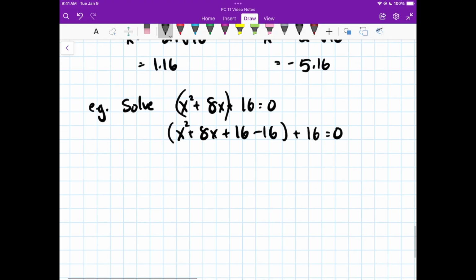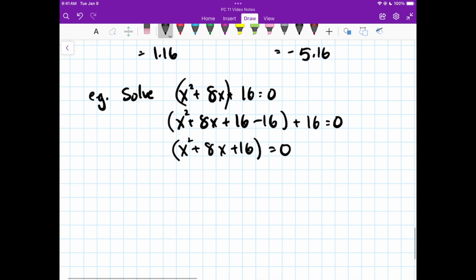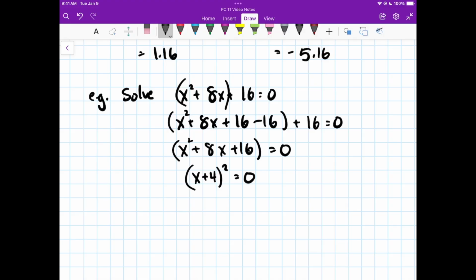We move the negative 16 out. But when we do, it cancels out with the 16 that's already out there. So we end up with x² + 8x + 16, and then those two have just canceled out. So we've just got equals 0. So this leaves us with (x + 4)² = 0.